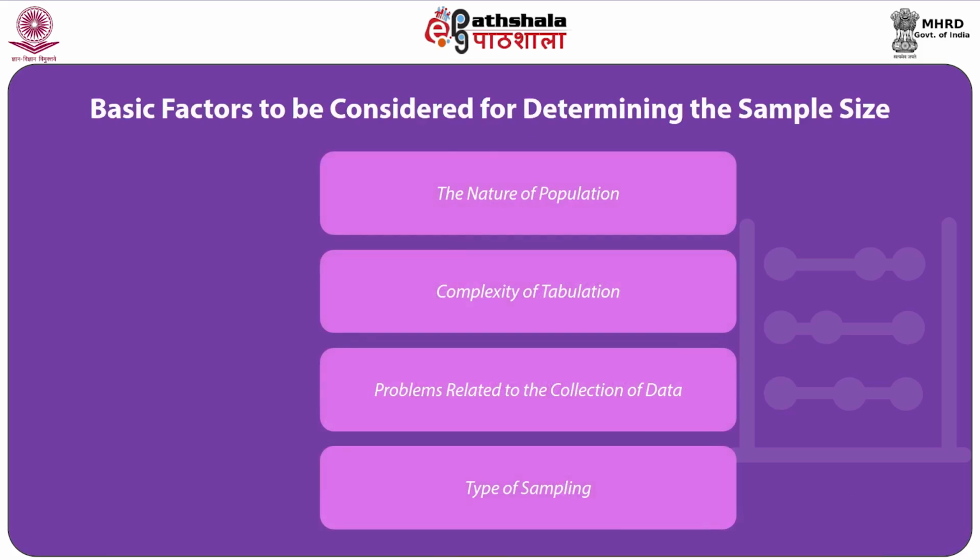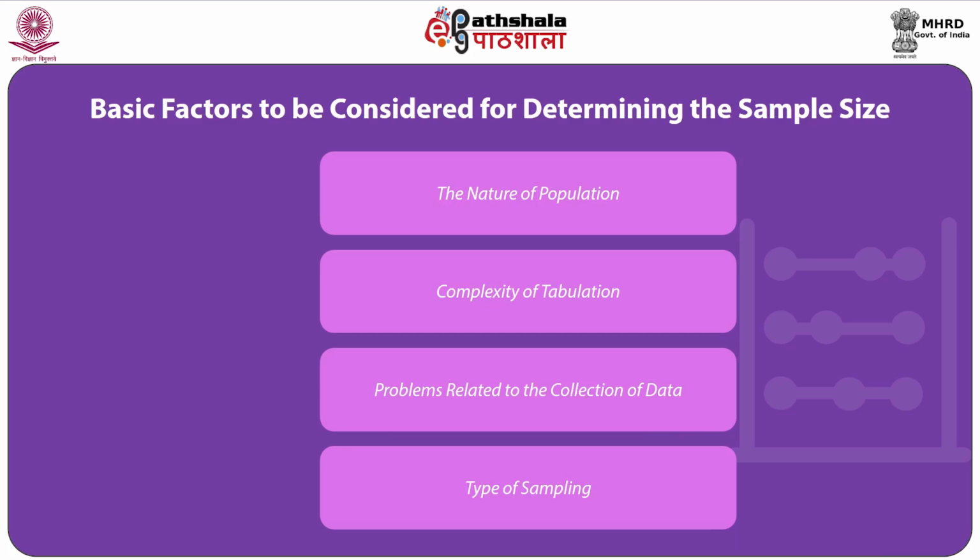Secondly, complexity of tabulation is also taken into consideration while determining the size of the sample. The size of the sample also depends upon the number of categories and classes into which the findings are to be grouped and analyzed. If such categories are large in number, the sample size also would be large enough to yield reliable statistical results.